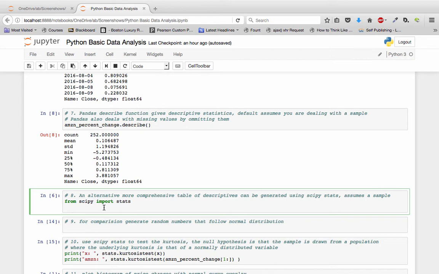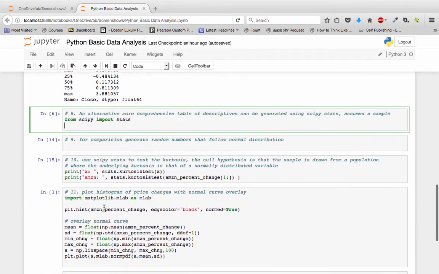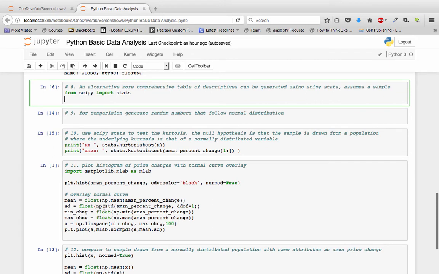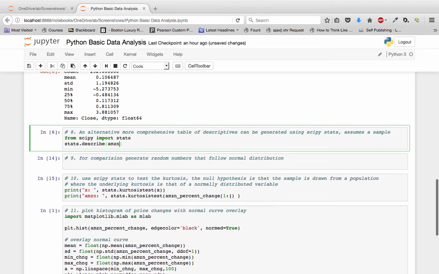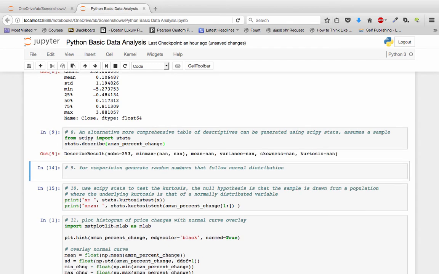An alternative to the pandas describe method, which comes for series and data frames, is the SciPy stats describe. First we're going to have to import stats, and then use the function of the same name. We get a slightly different table. A couple of things missing from the pandas table are skewness and kurtosis, and we're going to get those from the stats describe. What we don't get is a nice little table.